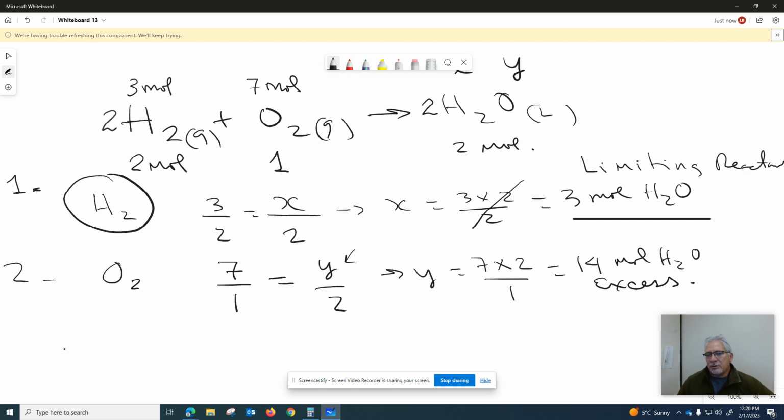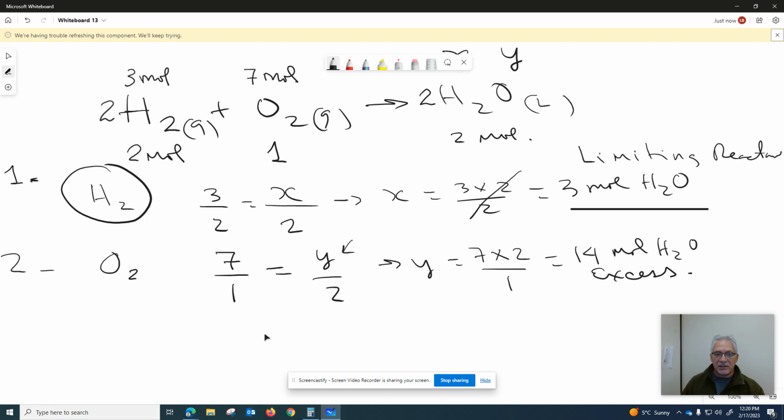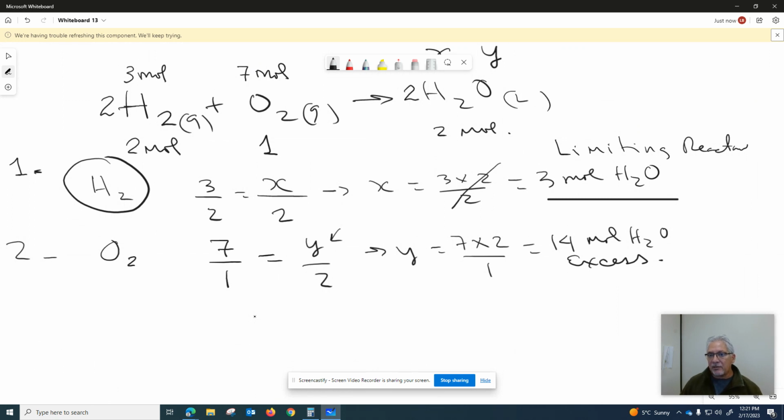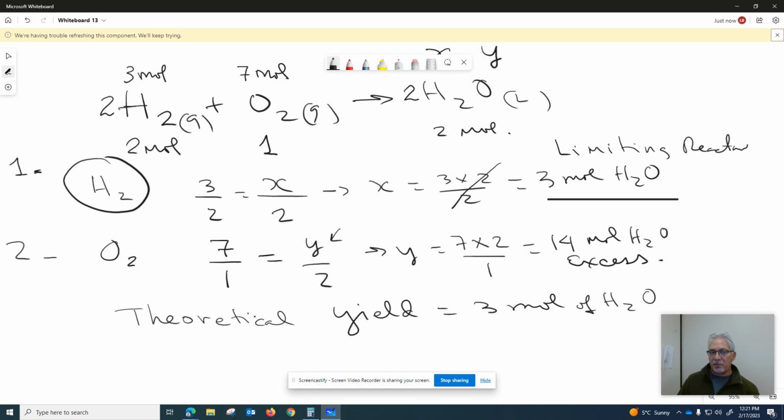And one question sometimes that you will find in any test or quiz is asking you what the theoretical yield is. The theoretical yield will be the amount that you can get from the limiting reactant. So using this form, I can easily say the theoretical yield will be 3 mole of water.